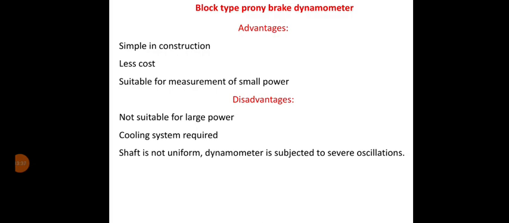Even though it has some advantages, it also has some disadvantages. It is not suitable for large power. A cooling system is required. The shaft is not uniform, so the dynamometer is subject to severe oscillations. These are the advantages and disadvantages of the Prony brake dynamometer.